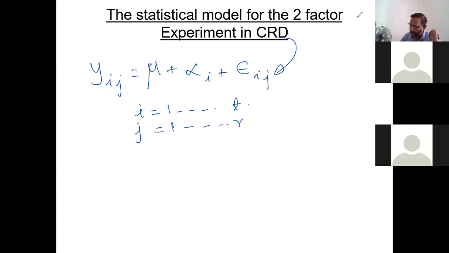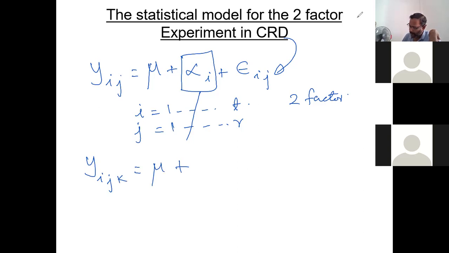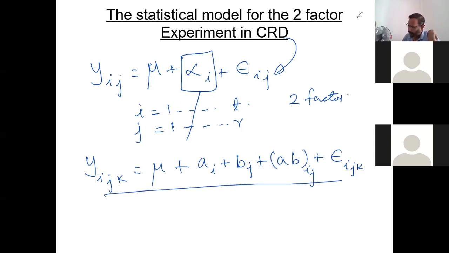Now, this is going to be expanded. So our simple two-factor model, I'm going to say Yijk is equal to mu plus, I will use different terms, Ai, plus Bj, plus ABij, plus the error term. So this is how it goes.